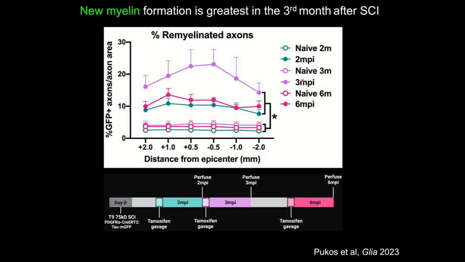To get at the quantification, we used a program called MyPAR to analyze the amount of axons that were double labeled with new myelin. And Nikki was able to show, based on the images, that while we do see new myelin formed at each time point that we examined, the most myelin was formed during this third month post-injury.